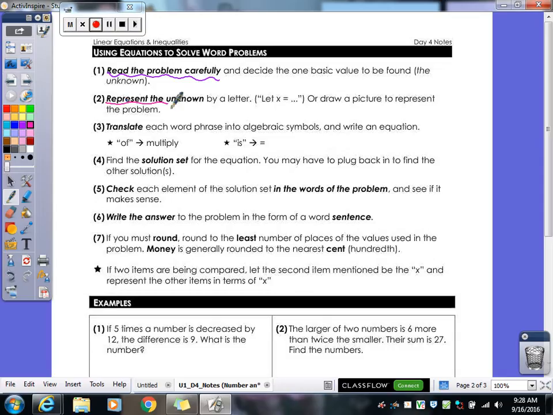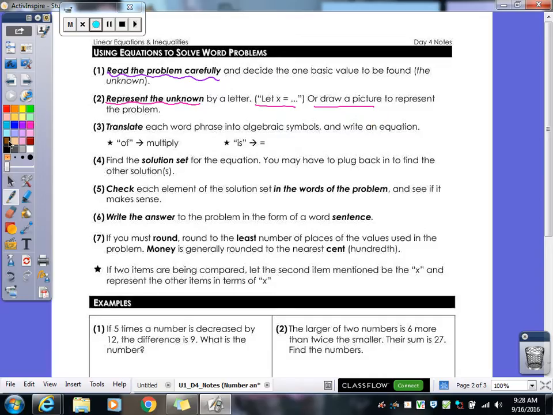We then have to represent the unknown by a letter, meaning you have to write a let statement, or if it's talking about a shape, you can draw a picture, and that is your let statement. But basically, you have to know what is it that we're trying to find. That's our let statement. We need that.